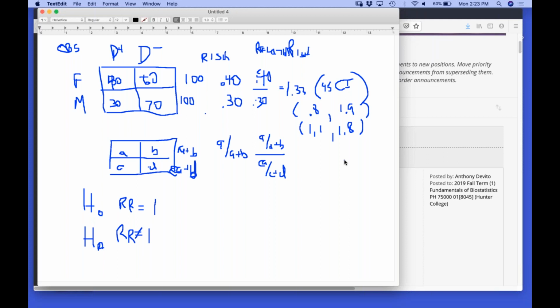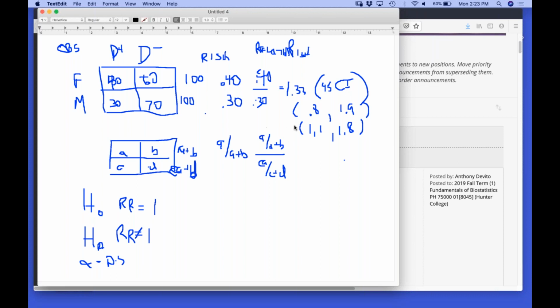Which of those 2 confidence intervals do you think is more likely to be correct for this situation? First of all, which of these two would allow me to reject the null hypothesis? My null hypothesis, the risk ratio is 1. Remember, alpha is equal to 0.05.